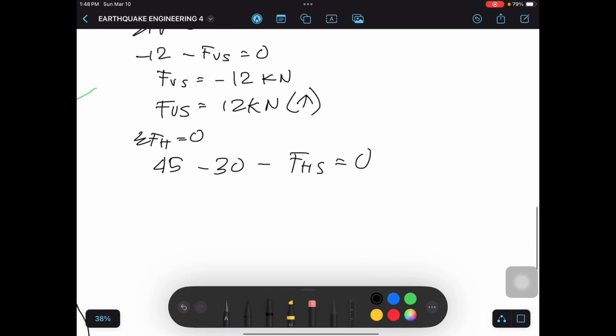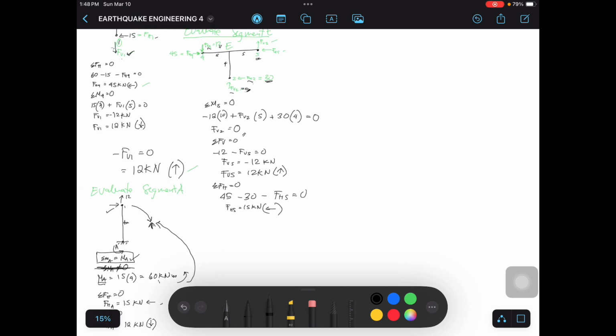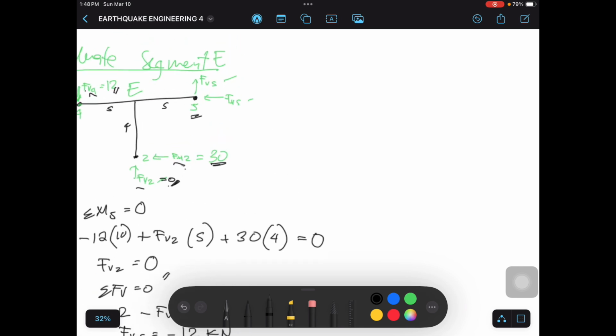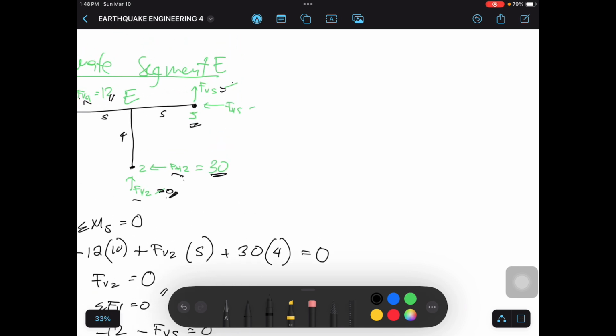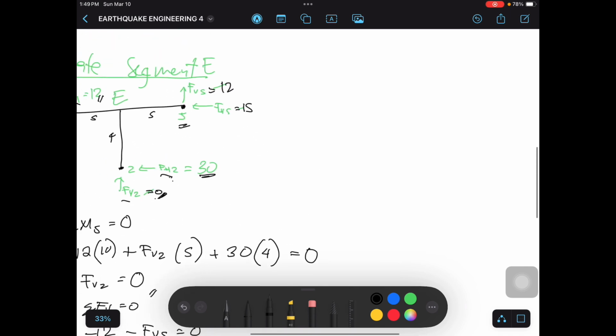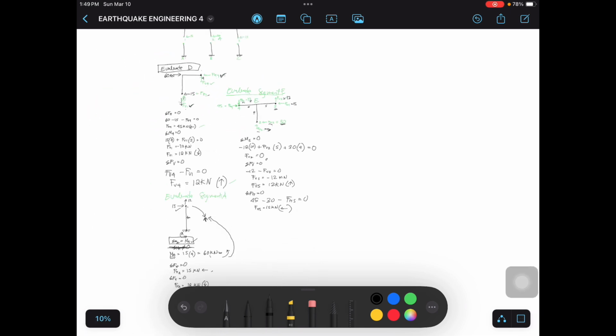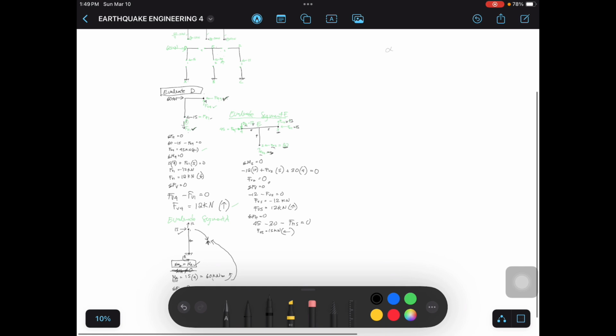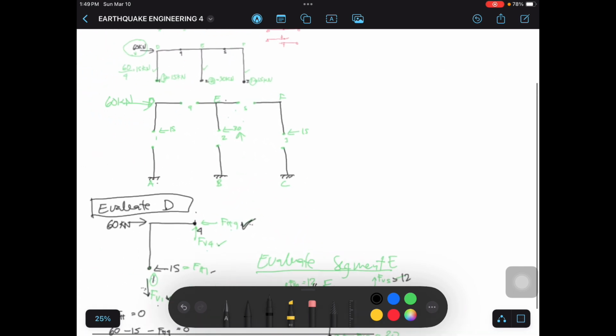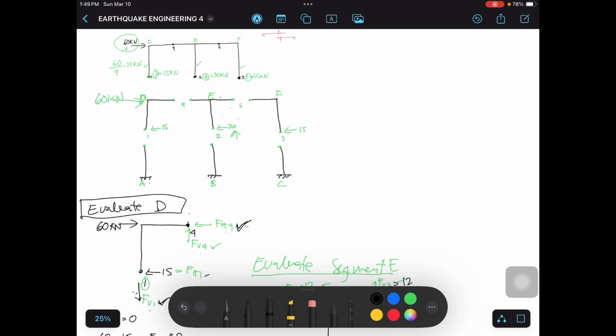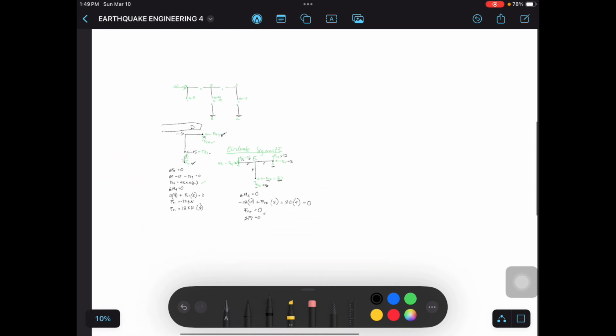Then our FH5 is 15 kilonewton going to the left. So nakompleto na natin ang mga ito. This is 12 and this is 15. Nakompleto na natin lahat ng forces sa segment D, A, and E. So you can continue solving for the rest, and then i-drawing ko na lang yung summary niya.